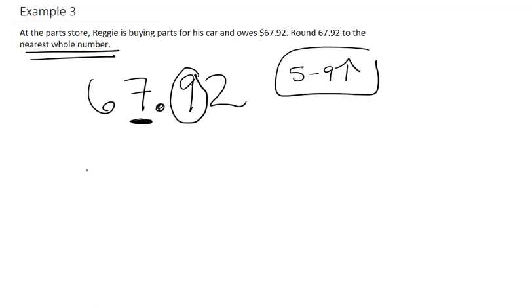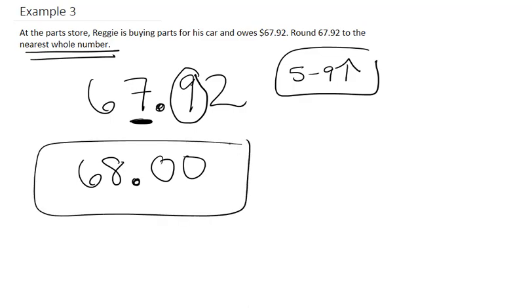So we would change the 7 to an 8. So we have 6, 8. Then we have a decimal still. And then everything after we change to zeros. So we could either write just 68, or we can write 68 point with that decimal 00. And this would be the nearest whole number.